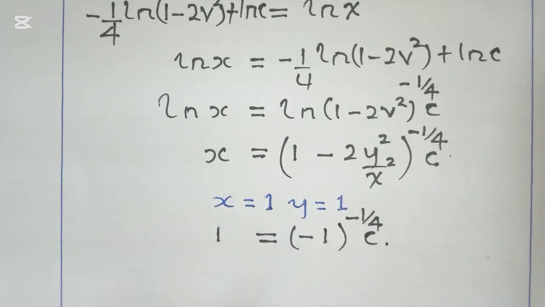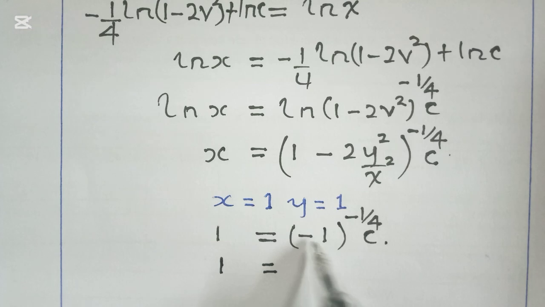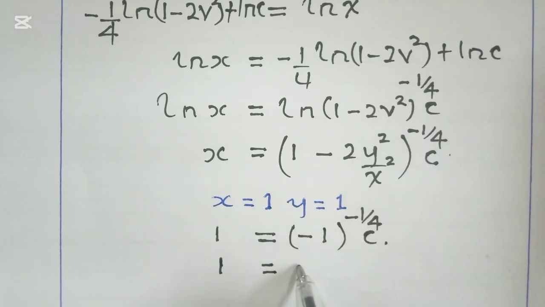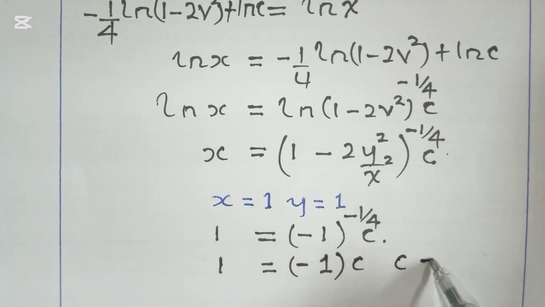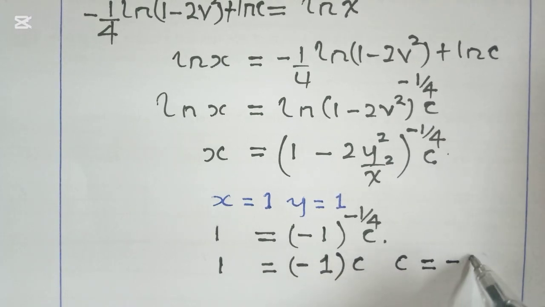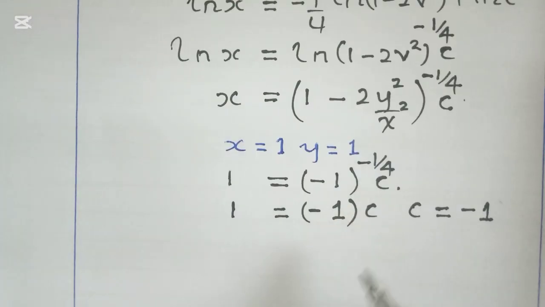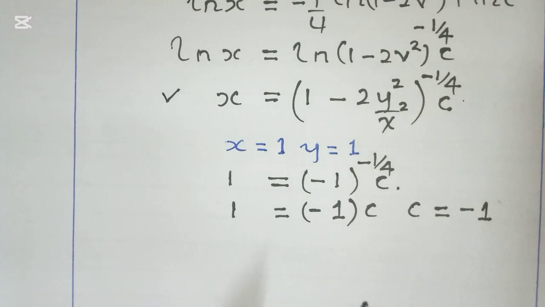So, guys, when we do that, we shall have 1 equals to negative 1 raised to negative 1 over 4 gives us negative 1. And so therefore our c, guys, is going to be equal to negative 1. Guys, now we go back to this equation and replace for the constant.